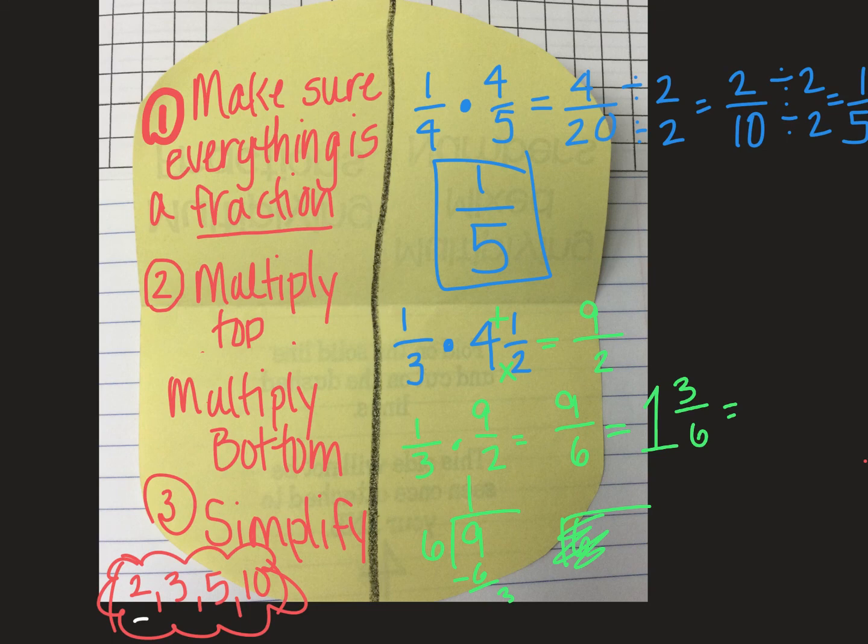Now I have to simplify. I'm going to use 3, which is one of our numbers, to simplify by. Don't forget your whole number. 3 divided by 3 is 1. 6 divided by 3 is 2. So if you follow the steps for multiplying fractions, you shouldn't have any problems.